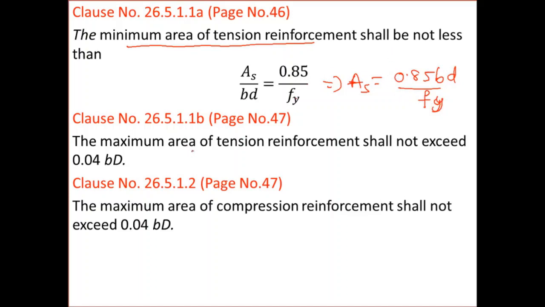Okay, then the maximum area of tension reinforcement. The maximum area of tension reinforcement is 0.04 into the gross area. While taking the minimum area of reinforcement, we are taking the effective area, but while taking the maximum area of tension reinforcement, we have to consider the gross area. So it is 4% of the gross area.